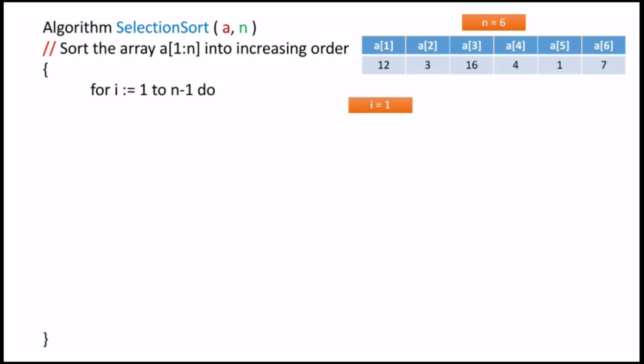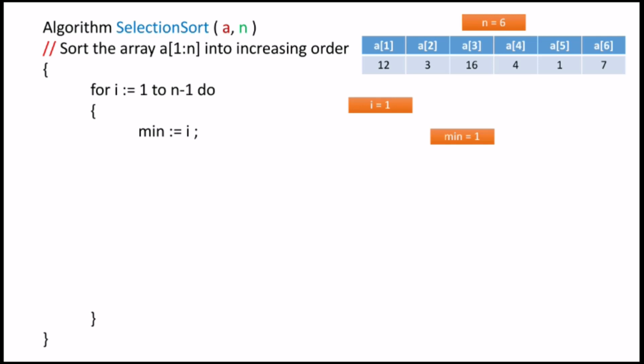We will write the code for this loop in opening and closing flower brackets. To find the first minimum number, we assume that the number present in the first position is the minimum number. For that, the statement will be min equal to i. So here min will hold the value 1. Right now we are assuming that the first number is the minimum number.